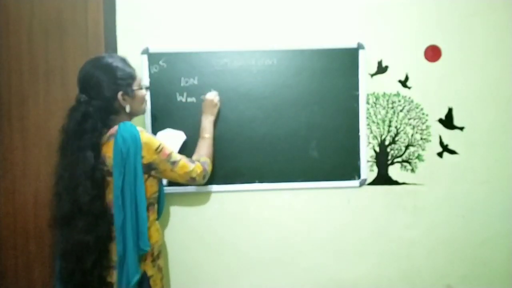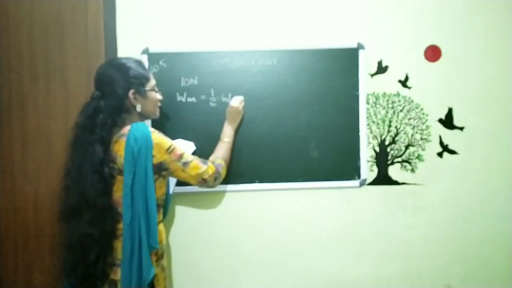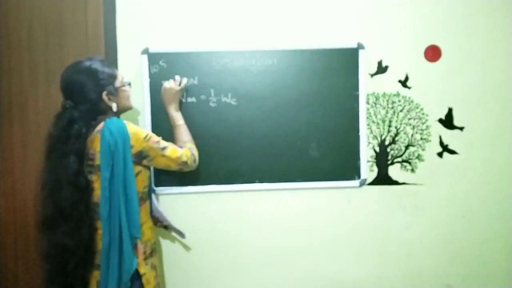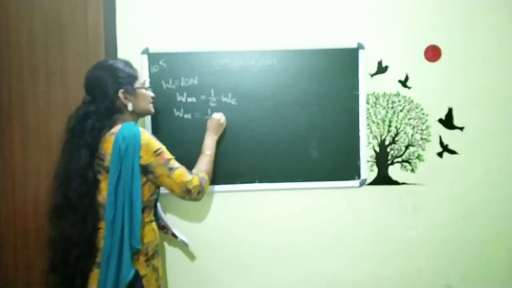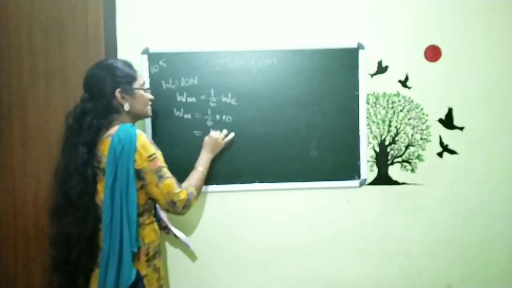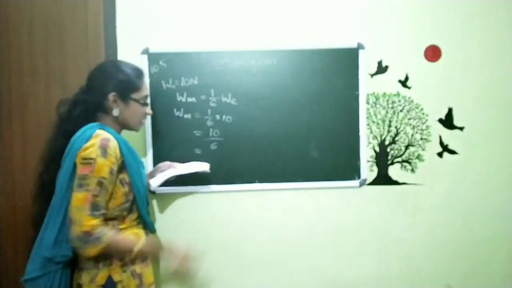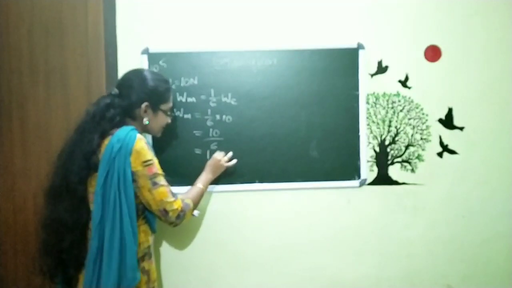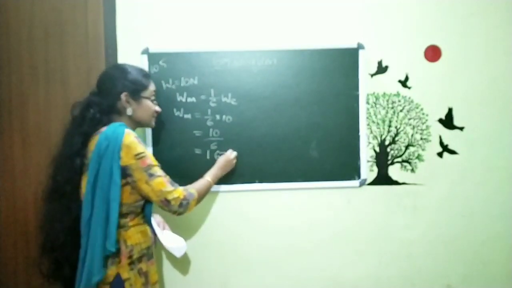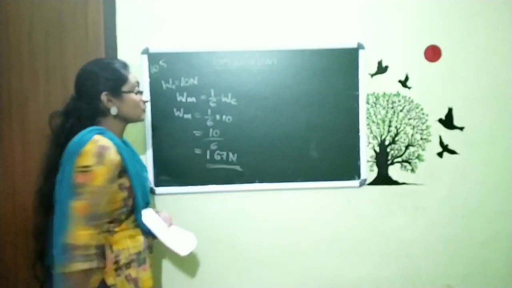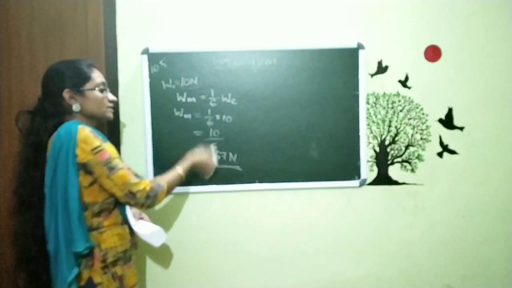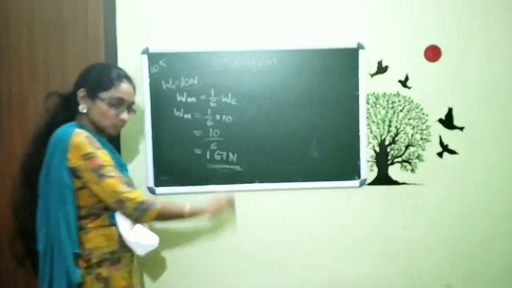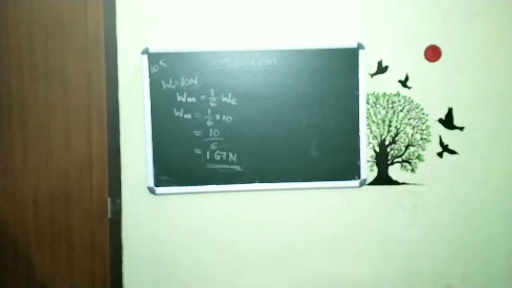Wm is equal to 1 by 6 We. So this 10 is We. So how can we find Wm? Wm is equal to 1 by 6 into this 10. That means we are dividing this 10 by 6, and so our value is 1.67. When you divide this, you get the answer as 1.67 Newton. So, when an object is having 10 Newton at Earth, it is only having 1.67 at Moon. And you can also do some extra problems at the exercise part.